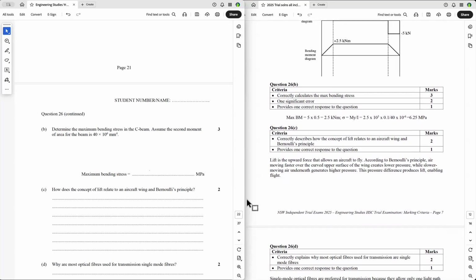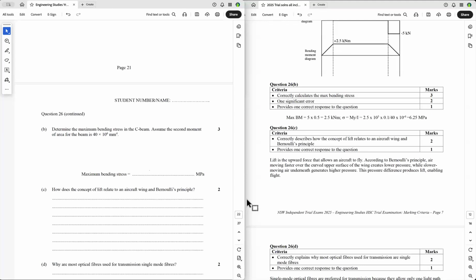Next question, how does the concept of lift relate to an aircraft wing and Bernoulli's principle? Well, Bernoulli's principle says that if you accelerate air, you've got to decrease the pressure to make the energy before equal to the energy after. So a wing is designed to accelerate the air over the top of it. And so when you accelerate it, you have to reduce the pressure energy there. So it produces a low pressure area compared to the pressure underneath the wing. And that's what causes the lift, according to Bernoulli.